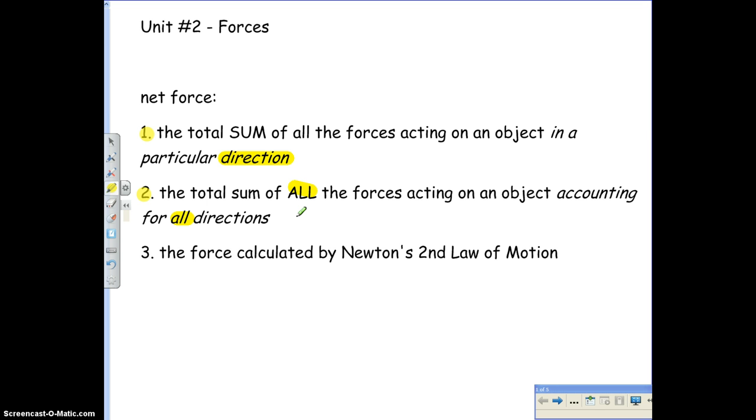And then the third type of net force is actually not a sum at all, and we're not adding up forces, but instead we're doing a multiplication. We're finding the product of mass and acceleration, and that's calculated by Newton's second law of motion, which we'll talk about in our next video. So just table that for now.